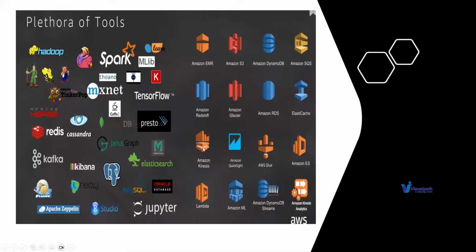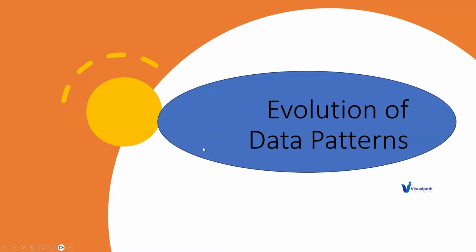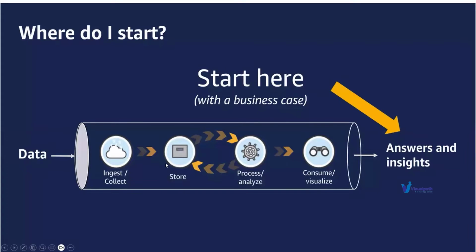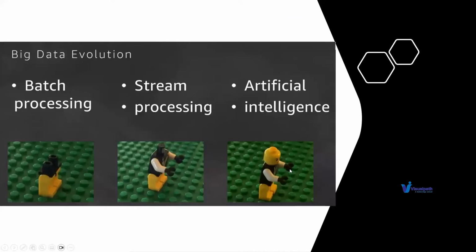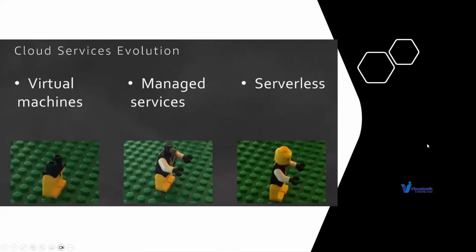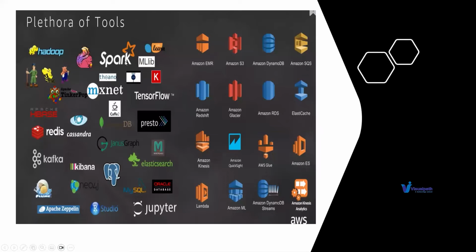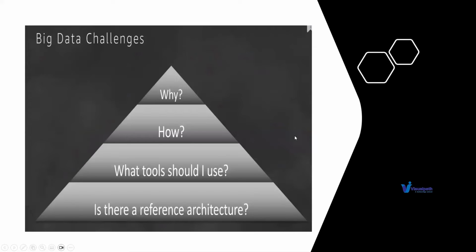So everything is evolving. What is evolving here? The data is evolving, the cloud service providers are evolving, and the tools and technologies that we need to use are also evolving. When all these things are evolving, what we need to decide is the big data challenge. Why should we use these tools? How should we use these tools? What tools should I use? And is there any reference architecture?